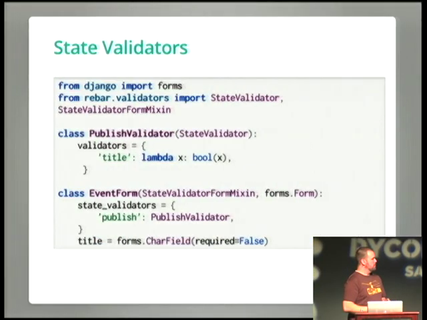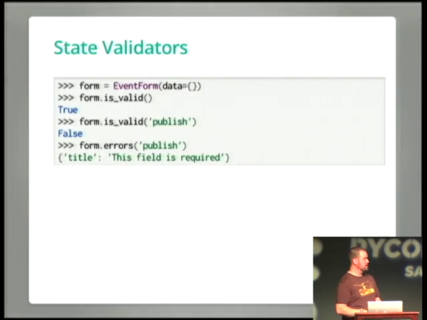We have a way in Rebar that you can validate for different states. I'm not going to talk about it much because I'm about out of time, but this is actually helpful when you have things that are required to get from one state to another, but you want to let people save in between. So here you can see it's valid, yes, but is it valid for publishing? No. And there's actually errors for this. So I'm happy to talk to people afterward about that in particular.